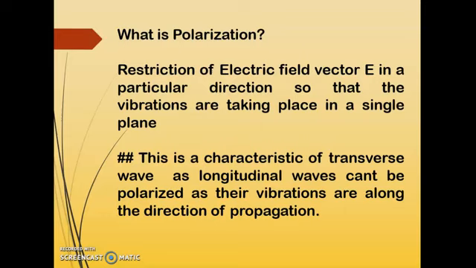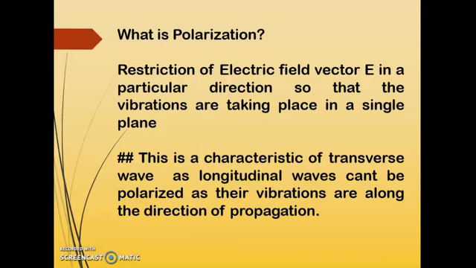We can have the orientations of electric field in all possible directions. If you spread your fingers and your thumb represents a particular orientation, then your forefinger, middle finger and all these can be some other orientations of electric field. So what does polarization do? It restricts the electric field vector in a particular direction.